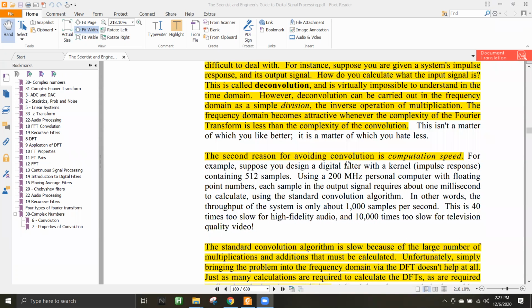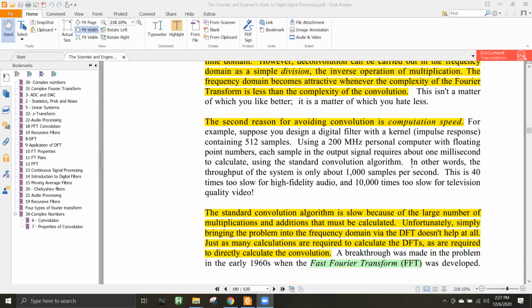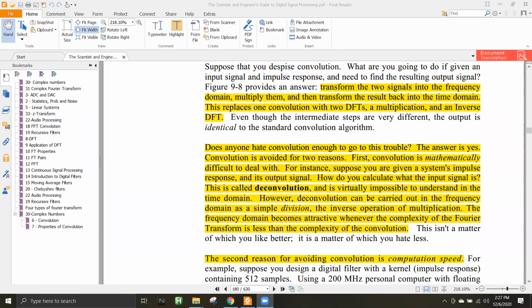Another reason why we want to avoid convolution is the computation speed. The standard convolution algorithm that we know, both the input side algorithm and the output side algorithm, are slow because of the large number of multiplications and addition operations that must be done. So also DFT is slow, as we have said. The normal DFT that we know of is also slow. So still, why are we saying that going through the frequency domain would be better?